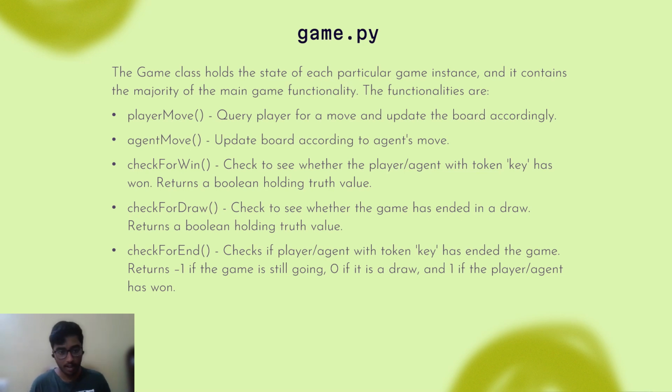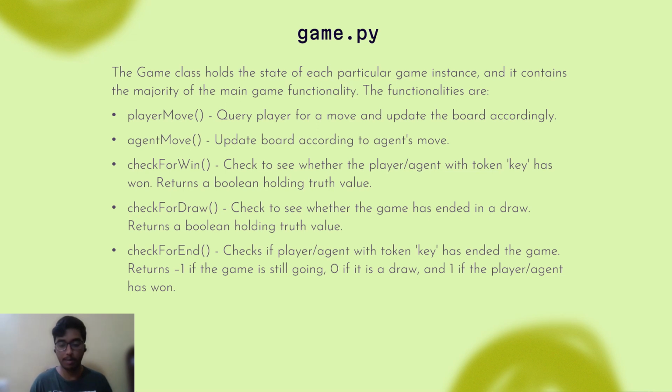The game.py file. This file contains the game class, and every game we play is an instance of this class. It contains all the functionalities to play the game. When we create an instance of this class, the constructor needs one parameter, and there's one optional parameter also. The required parameter is the agent, and the optional parameter is the teacher.